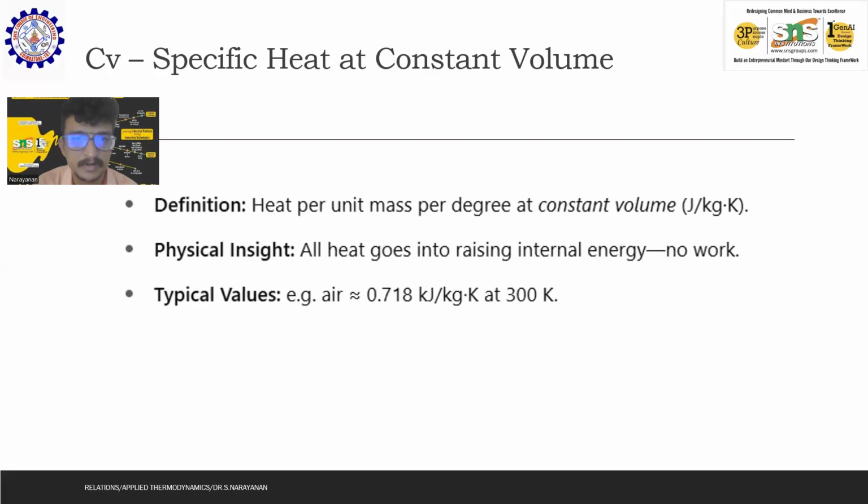Specific heat at constant volume is heat per unit mass per degree at constant volume. Hence, since the volume is constant, there is no work being done in the system. So all the heat which is given goes into raising the internal energy of the system. A typical value of specific heat at constant volume for air is 0.718 kilojoules per kilogram Kelvin.